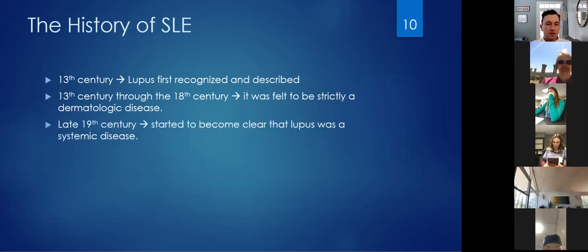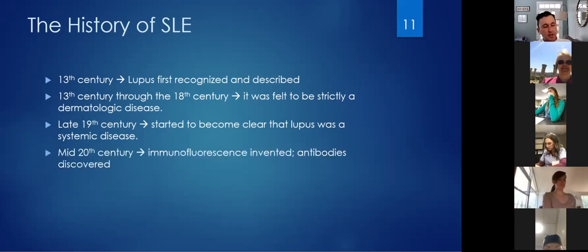It wasn't until the late 19th century that it started to become more clear that it was probably a systemic disease. The famed internist, Dr. Osler, was the first one to really put all this together and realize that all these different dermatologic manifestations were part of a syndrome related to all these other symptoms that we see in lupus. So he linked it to the rash, the arthritis, fever, weight loss, anemia. Pretty impressive at the time, given their limitations in diagnostic tests.